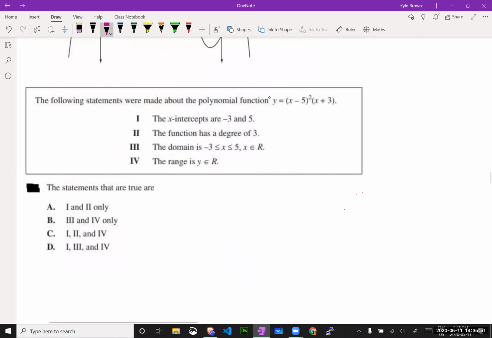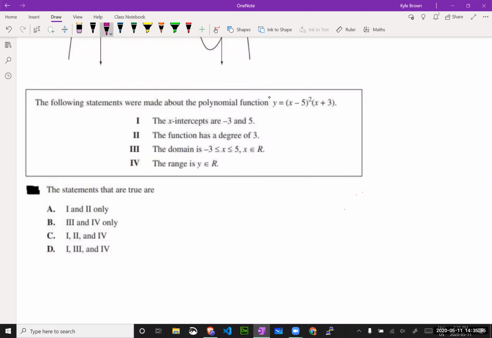Okay, last one. So the following statements were made about the polynomial function. It says the x-intercepts are -3 and 5. The function has a degree of 3. The domain is that, and the range is that. And it says the statements that are true are. So let's go through piece by piece. So the x-intercepts are -3 and 5.